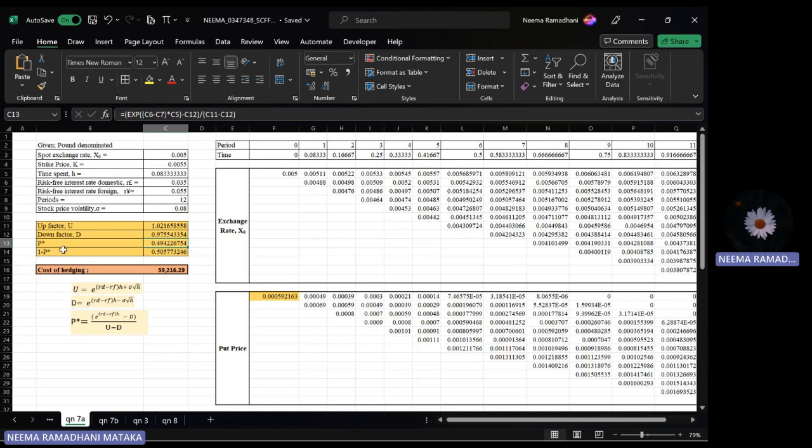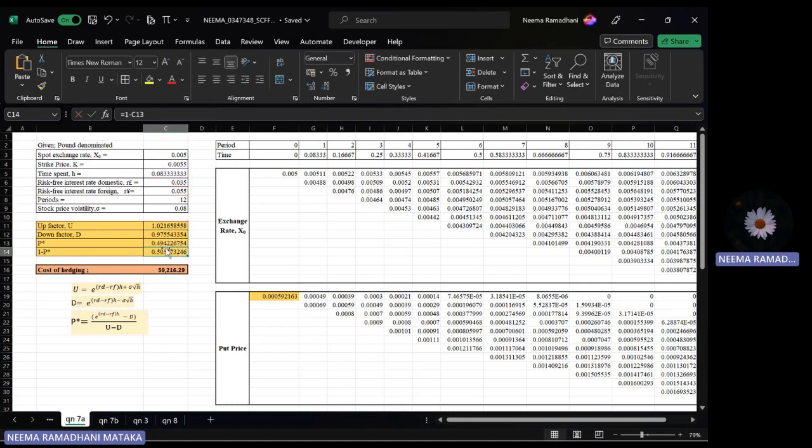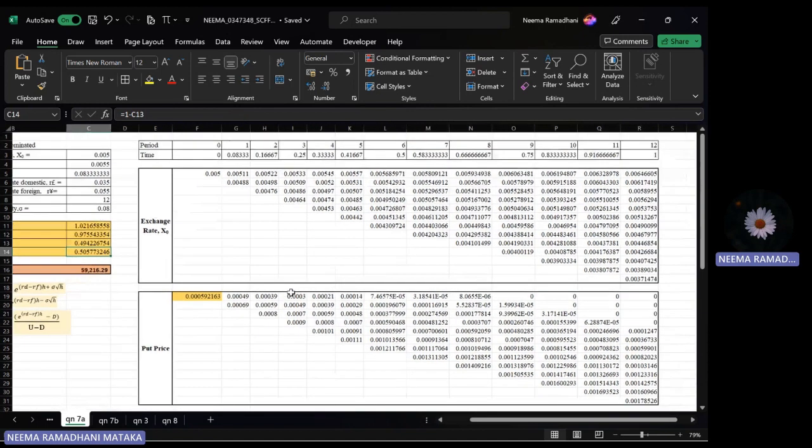And then we're going to find the value of P star, and that is calculated by using this formula, which is e to the power of R domestic minus R foreign, bracket h, minus D, the whole thing divided by U minus D. So this is how I solved it. There's all our values, and that's the value I got. And also I had to find the value of 1 minus P star, which is just 1 minus this value here, equals that.